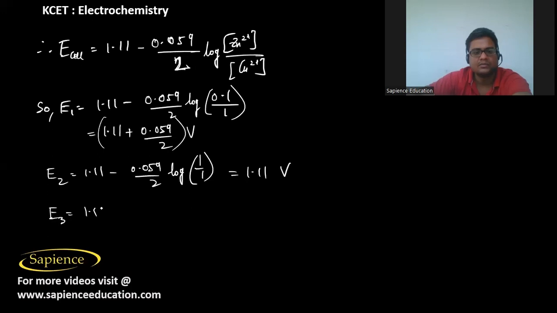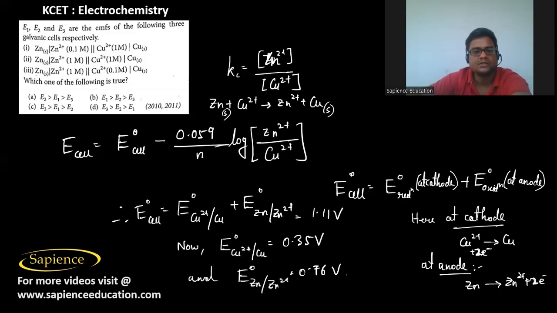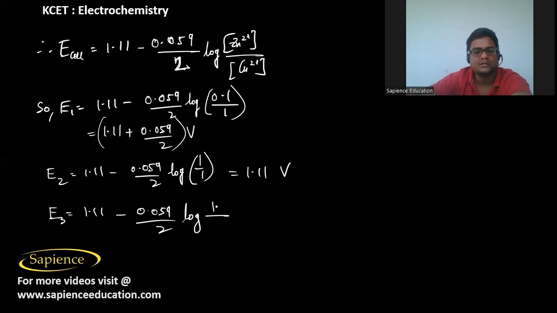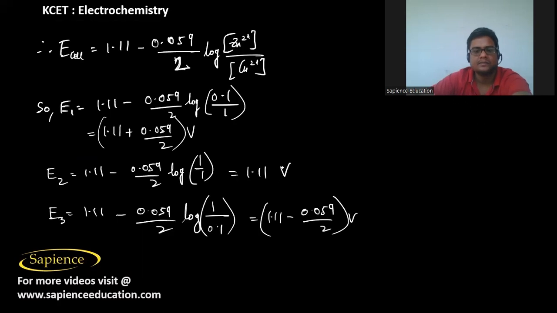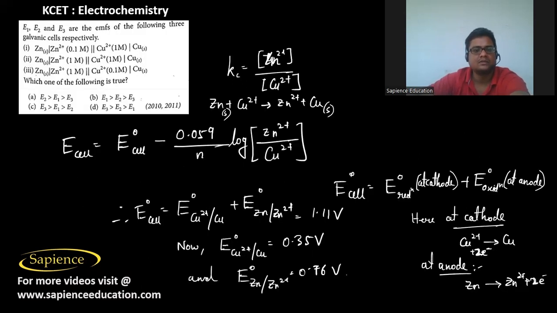And E3 is 1.11 minus 0.059 by 2 into log of the concentration of Zn2 plus, that is 1, by the concentration of Cu2 plus, that is 0.1. So this becomes log 10, which is 1. So this is 1.11 minus 0.059 by 2 volts. So if you arrange the EMF in descending order, the highest value will be E1 greater than E2 greater than E3. So option B is the correct answer.